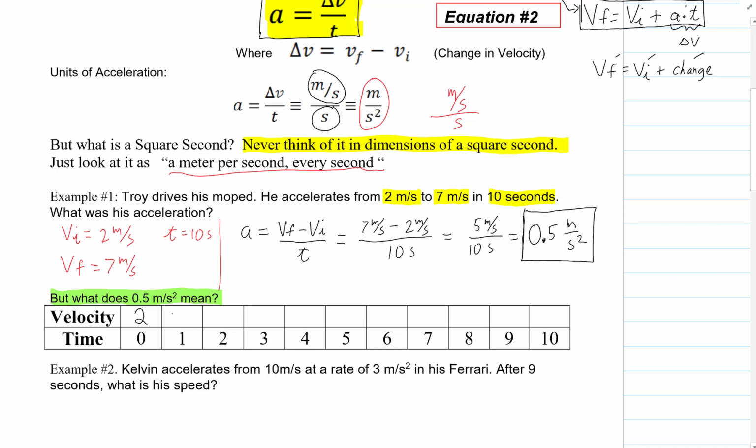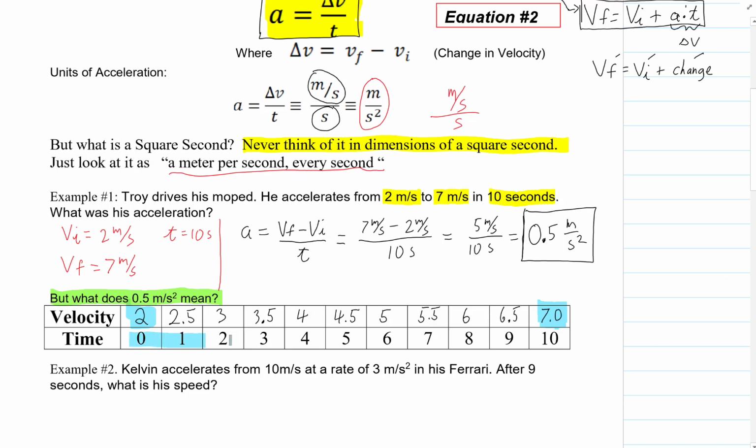So at 1 second, it's going to be at 2.5. At 2 seconds, it's going to be at 3. At 3 seconds, it's 3.5. Because every second, it goes up 0.5. So we're at 6 at 8 seconds, and 6.5, and then 7. It had better end off at 7. It had better, because these were the givens.